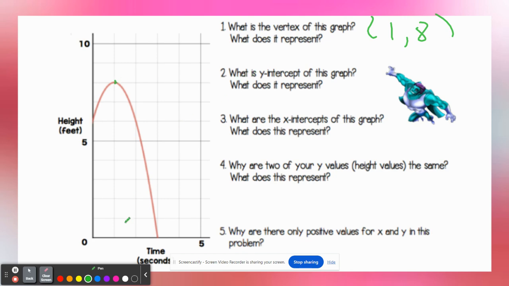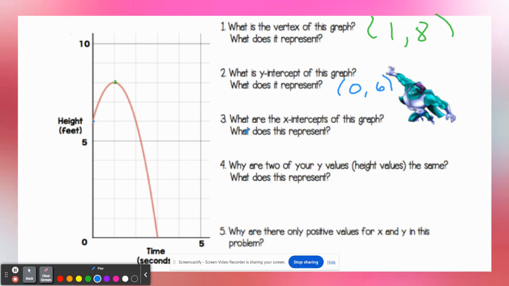Next question. What is the y-intercept of this graph and what does it represent? Well, our y-intercept is here, and that point is at (0, 6). And what does that point represent? Well, remember, he started his jump from a truck. So this is the height of the truck. This is where he started his jump.